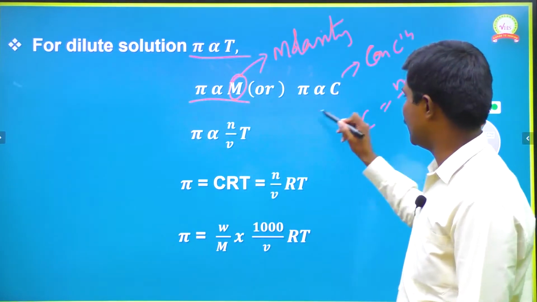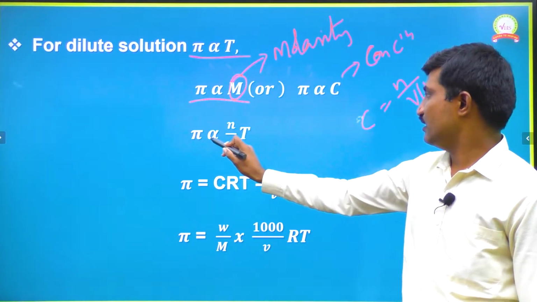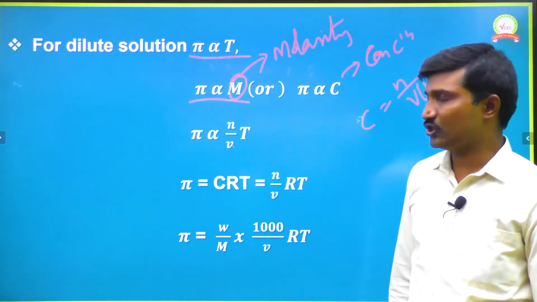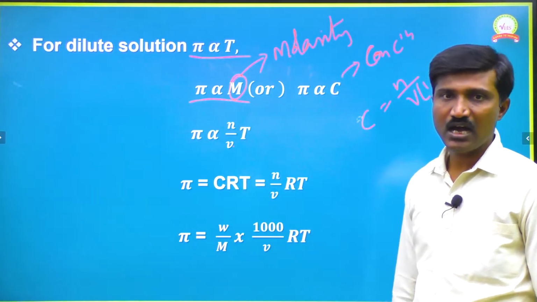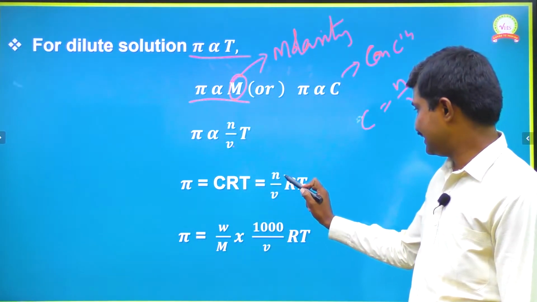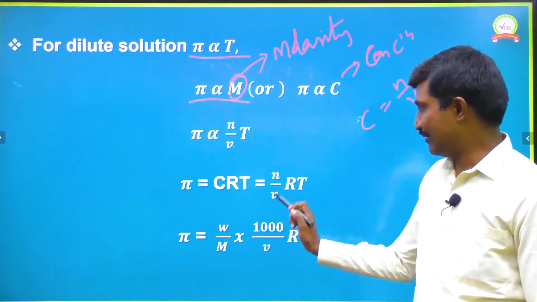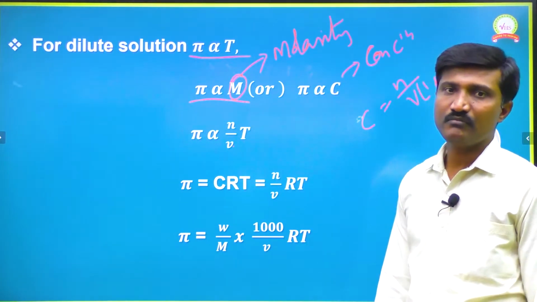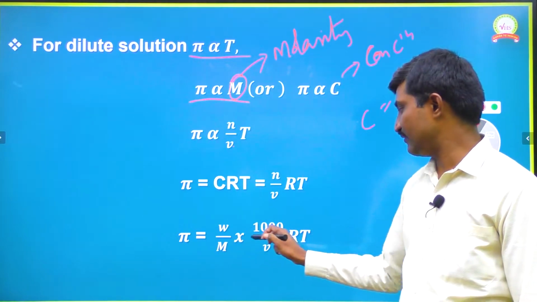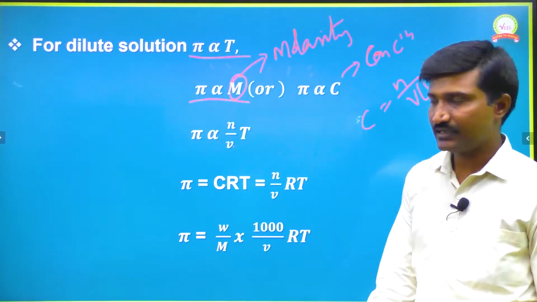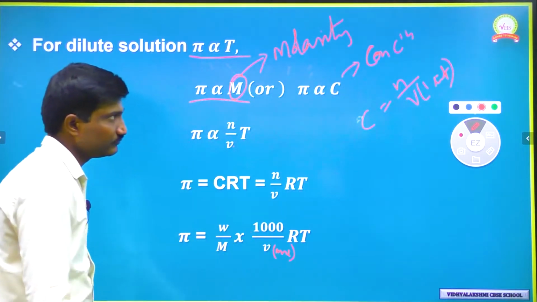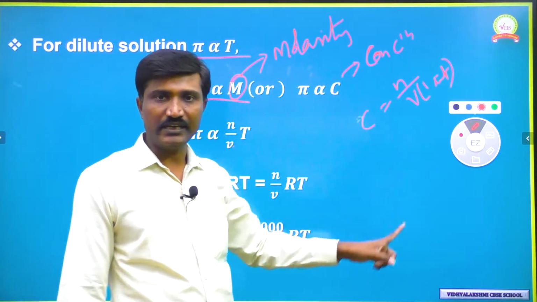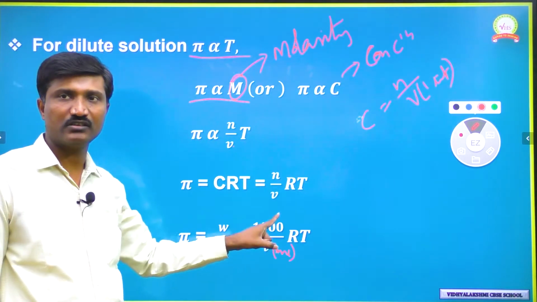So that C formula I am writing here. Pi is directly proportional to n by V into T. If we remove the proportionality, then we get a proportionality constant R. That is pi equals n by V into RT. Number of moles is nothing but weight by molecular weight. So if we substitute that, then we can get the overall equation like this. Here V is in liters, but here we are converting that to milliliters, so that 1000 comes.